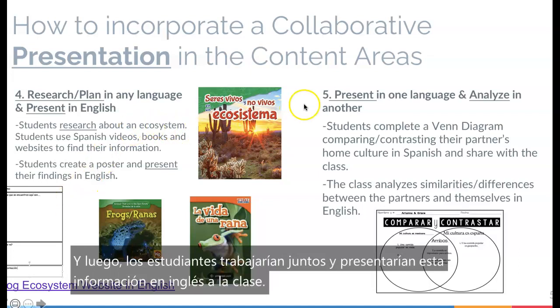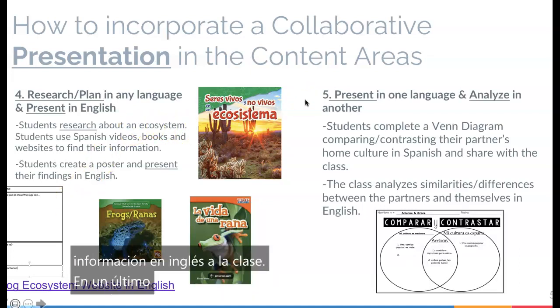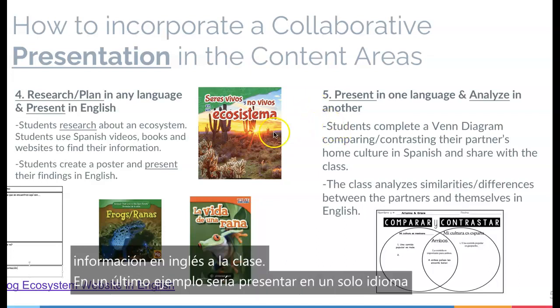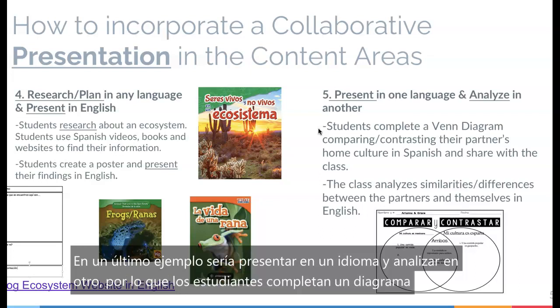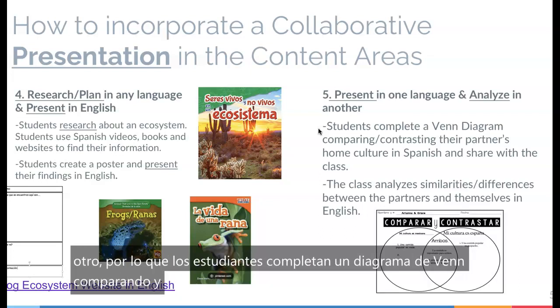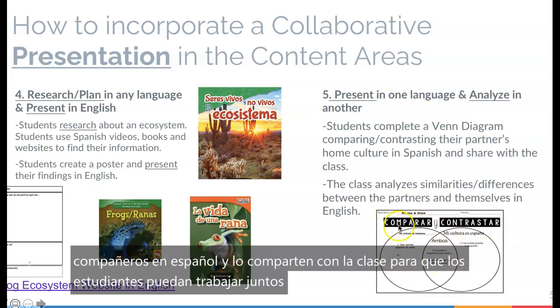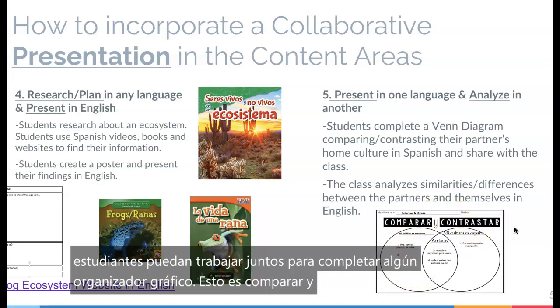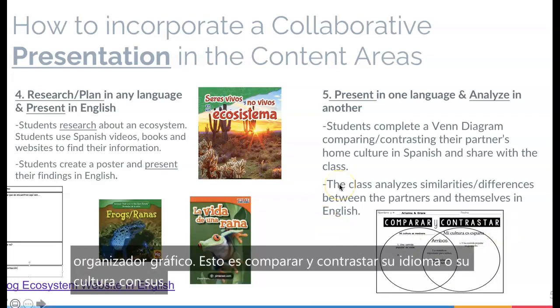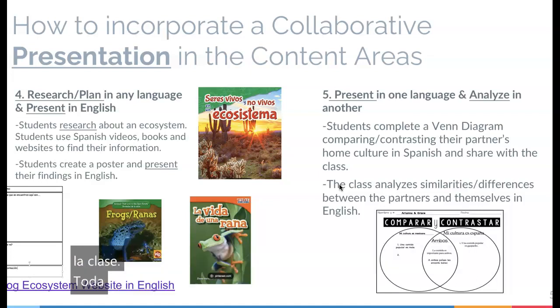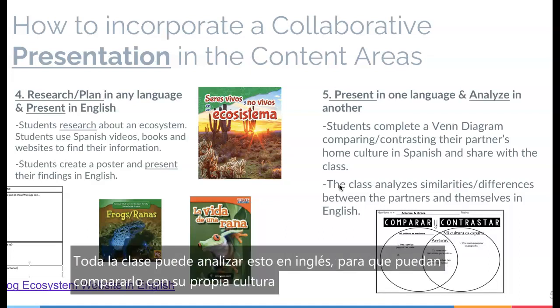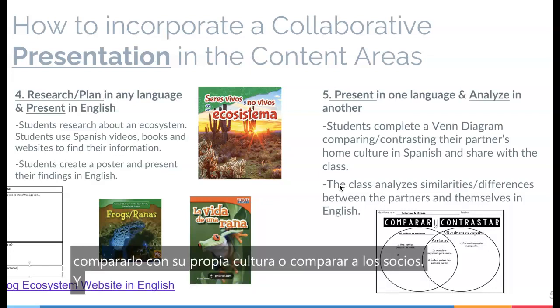And one last example would be to present in one language and analyze in another. So students complete a Venn diagram comparing and contrasting their partner's home culture in Spanish and share it with the class. So students can work together to fill out some graphic organizer. This is comparing and contrasting their language or their culture to their partner's. And then afterwards, when they're sharing this with the class, the whole class can analyze this in English. So they can compare it to their own culture or compare the partners and share their ideas in English with the class.